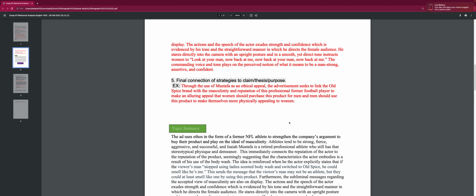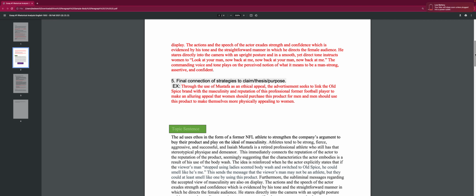It will say something like, while this ad uses ethos to strengthen this idea of masculinity, it also uses pathos to evoke emotions of whatever, right? So you're just going to make another claim. This sentence, however, doesn't choose to transition to the next paragraph. This sentence just goes back to the original claim made in the topic sentence, and it reinforces or restates that claim. Okay, so that is how you write an effective body paragraph.